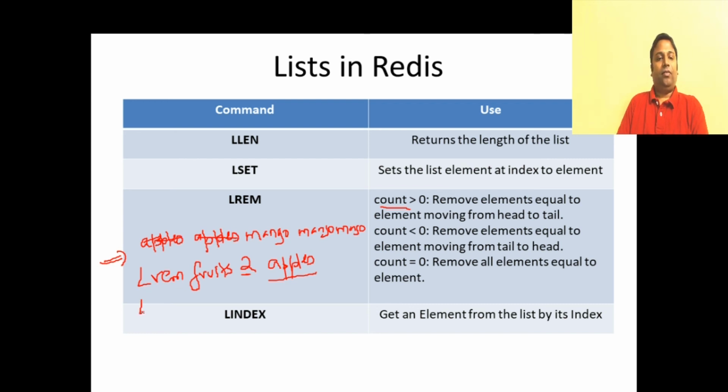On the other hand, if I give lrem fruits, and I give that count to be negative, -2, and then say mangoes.